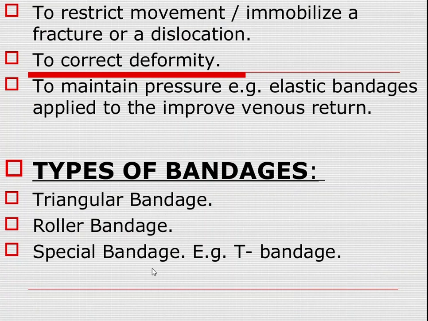Next is the types of bandages. There are mainly three types: triangular bandage, roller bandage, and special bandage, that is a T bandage. I am repeating the types: triangular, roller, and special bandage.